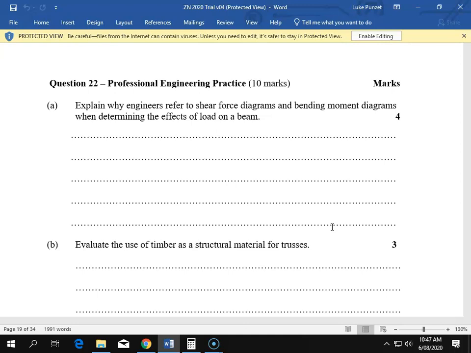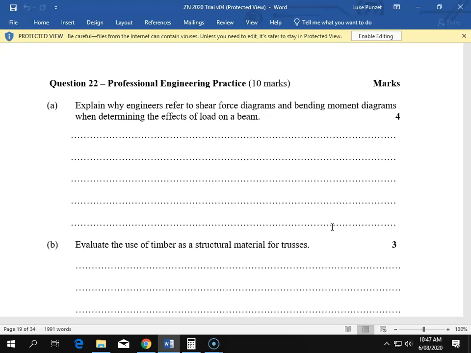Evaluate the use of timber as a structural material for trusses. I think this was generally answered pretty well. First I want to point out that it says the word evaluate. We have evaluate written up on the wall there, and it says make a judgment. We need to make a judgment based on criteria and determine the value of. So what is the criteria that makes timber a good or bad material?